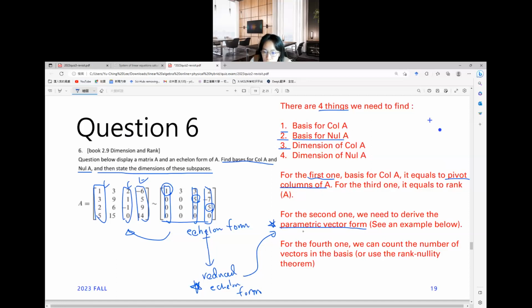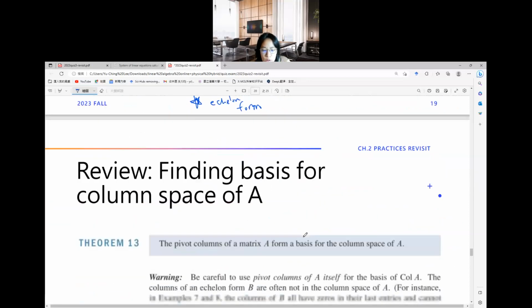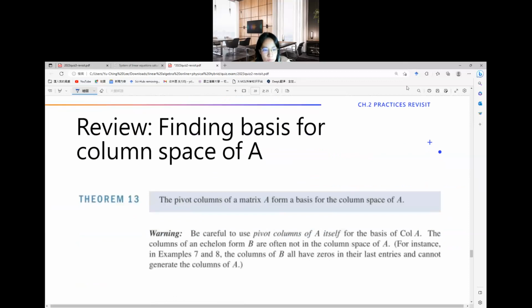And for the fourth question, dimension of null space of A, we can directly count the number of vectors in the basis because we have derived the basis for null space of A. So we just count how many vectors are collected in the basis for null space of A. Alternatively, we can use the rank nullity theorem to determine the dimension of null space of A. So we're going to review these processes one by one.